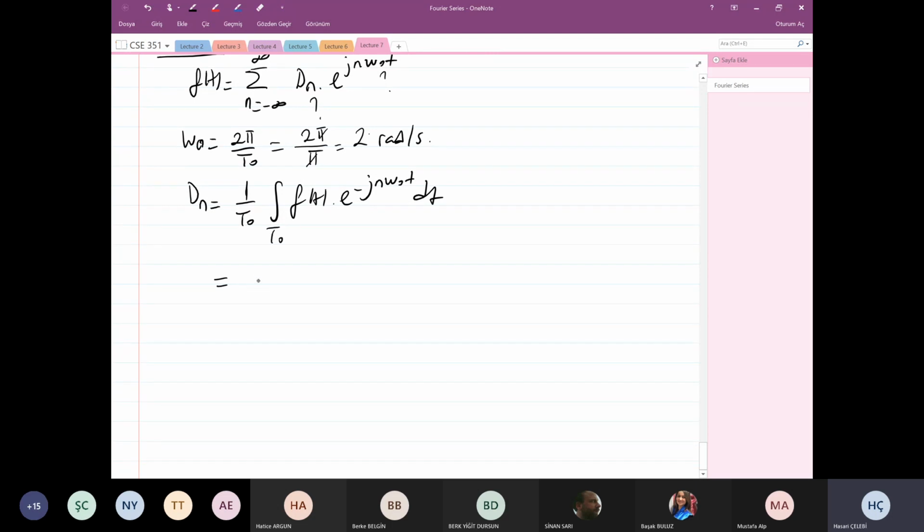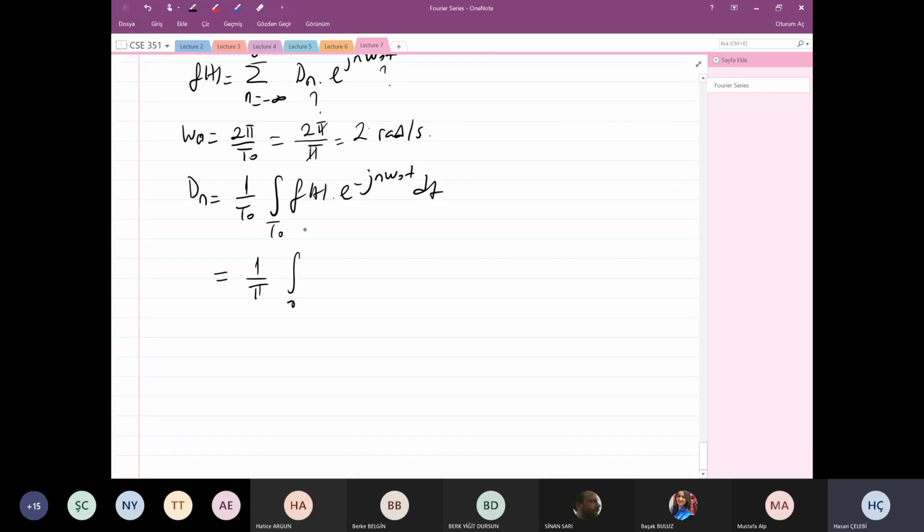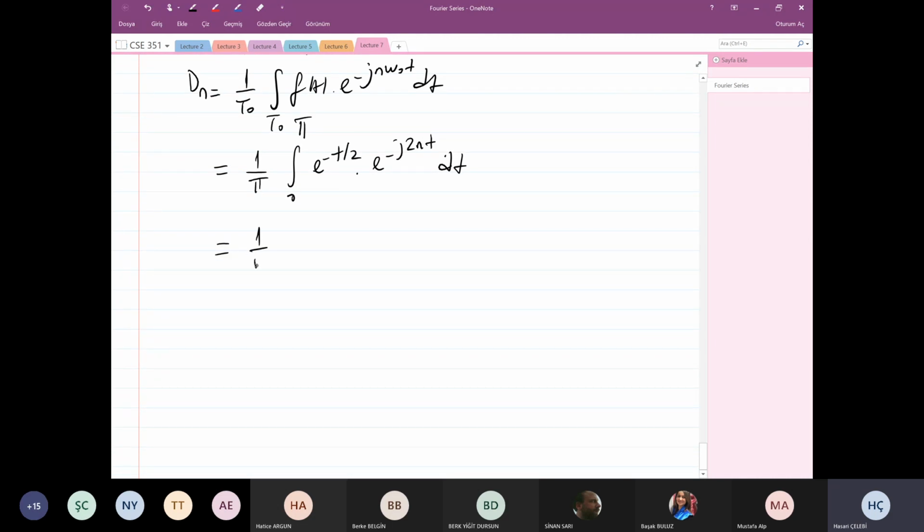If you plug in the parameters that we know, 1 over pi, integral from 0 to pi, exponential minus j 2 n t dt. So this is going to be equal to 1 over pi, integral from 0 to pi of exponential minus (1/2 plus j2n) t dt.